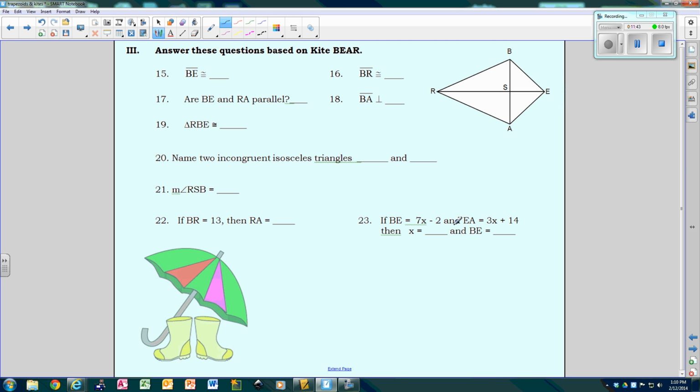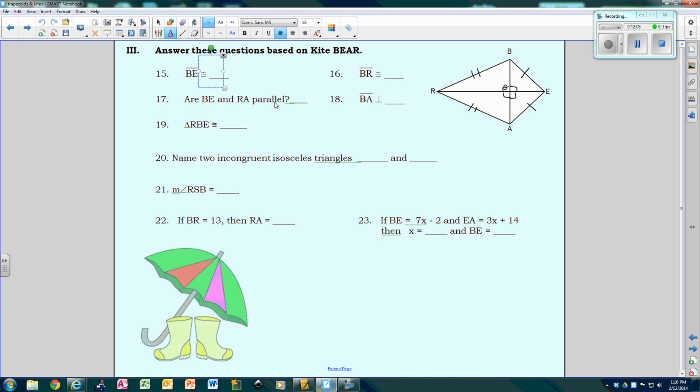Now what about a kite? So let's go here and look at BE. Since this is a kite, I know the definition is two pair of adjacent congruent sides. So I'm going to mark all this because it's easier for my eyes to see the marks than it is to keep looking. I know the diagonals are perpendicular, so all of these are 90. So now I can go through and answer my questions.